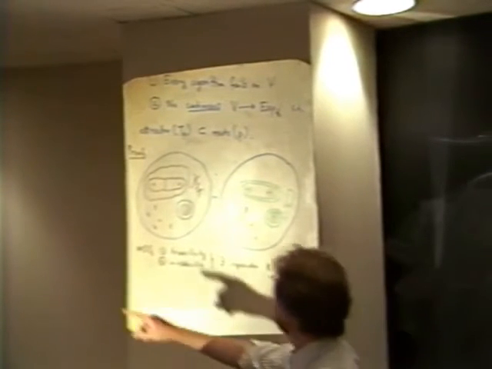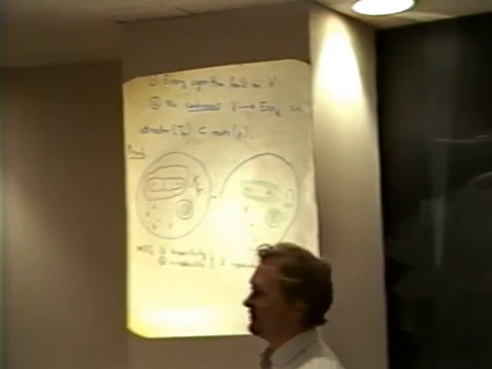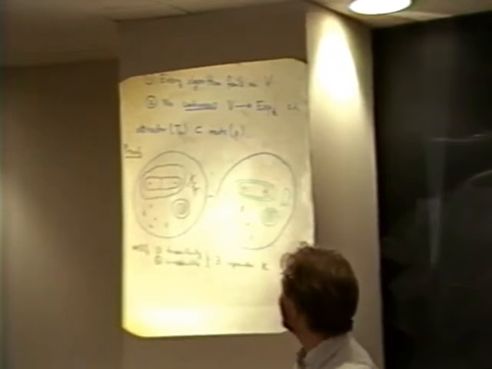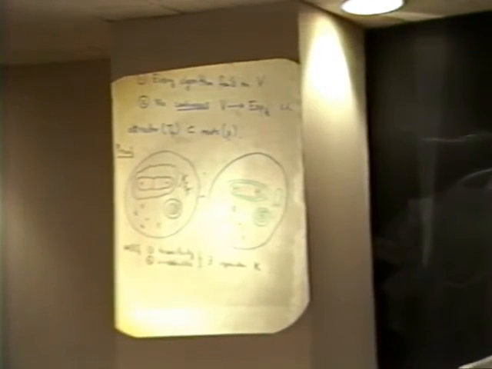So here's a picture. The red dots are the roots of the polynomial. There are four of them. And the black stuff is the Julia set.